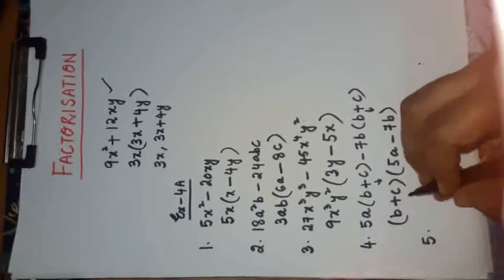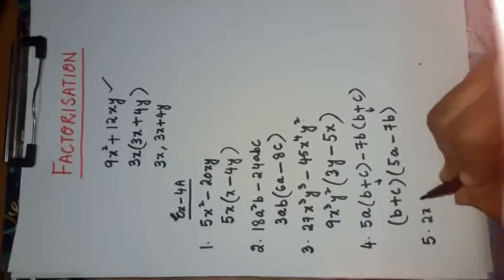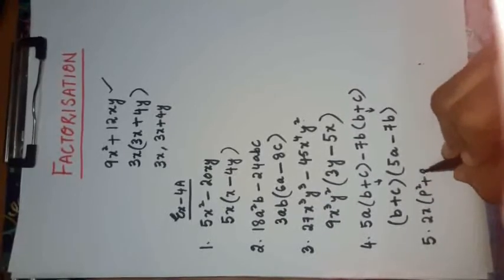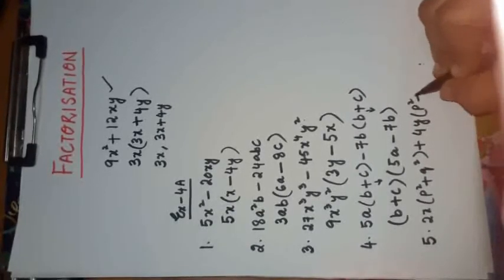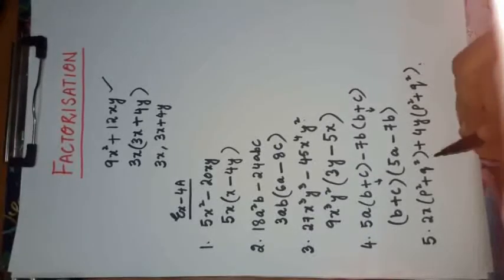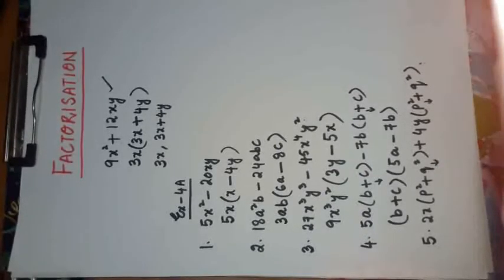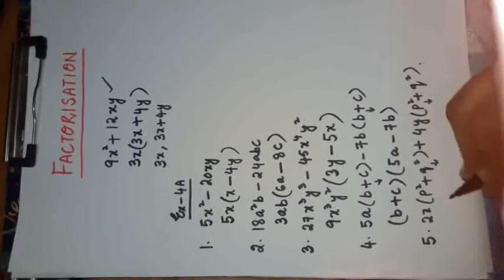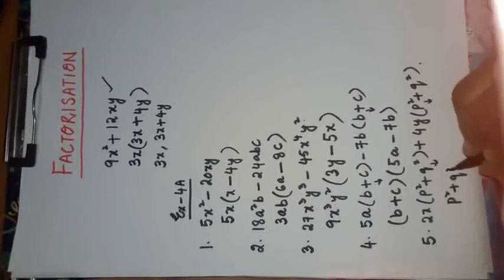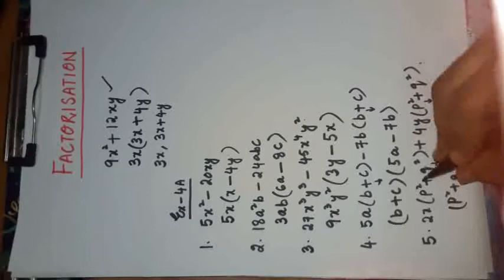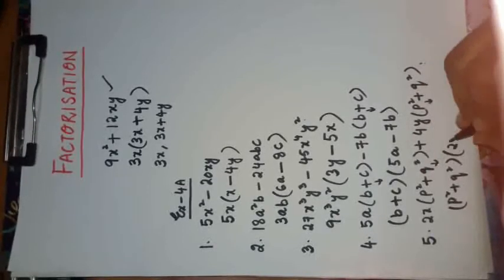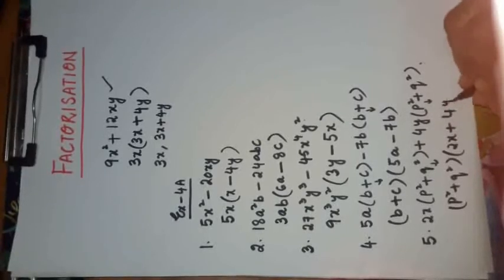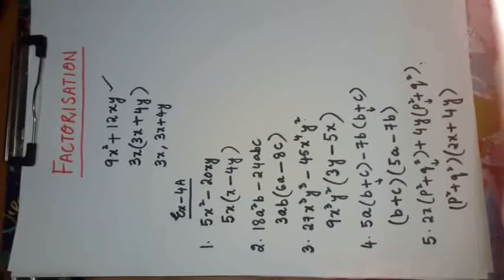Now let us come to the fifth one. 2x of p square plus q square plus 4y of p square plus q square. So now again over here also p square plus q square, already it is given in the question. So p square plus q square, both sides we are having common. What is remaining now? 2x plus 4y. Got it? So here these two are the factors of this given expression.